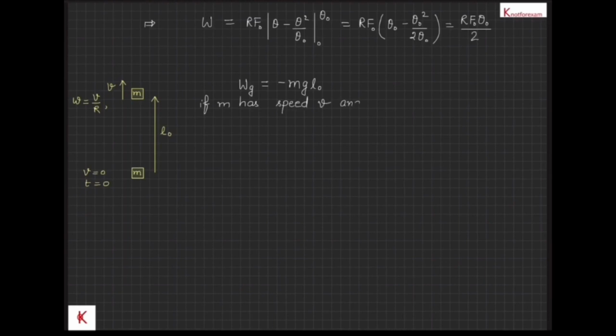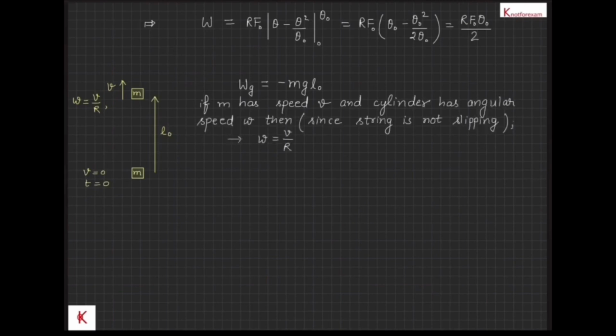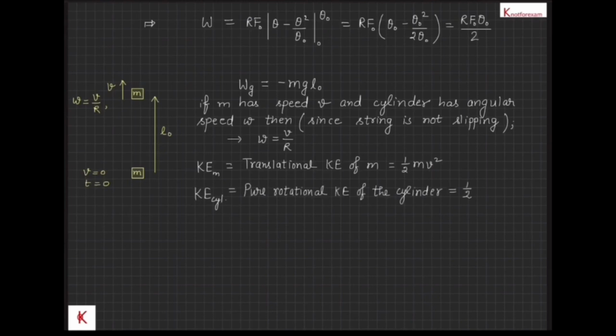Let at this instant m has a speed v and the cylinder has angular speed omega. Since the string is not slipping, omega will be equal to v upon r. The kinetic energy of the mass will be translational kinetic energy, equal to half mv square, and the kinetic energy of the cylinder will be pure rotational kinetic energy, equal to half I omega square. By the work energy theorem, the total work done by force F and mg will be equal to the change in kinetic energy, that is, the final kinetic energy, half mv square plus half I omega square.